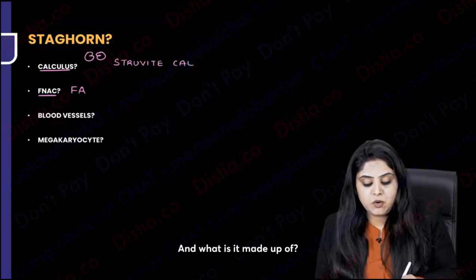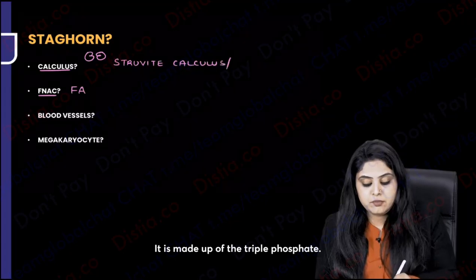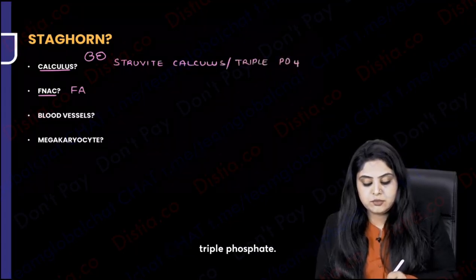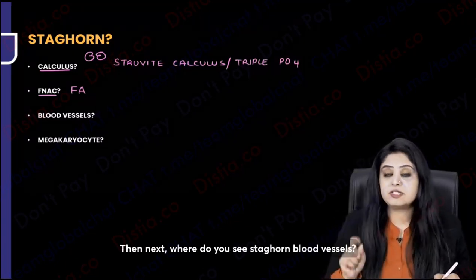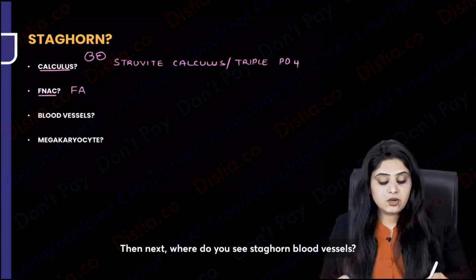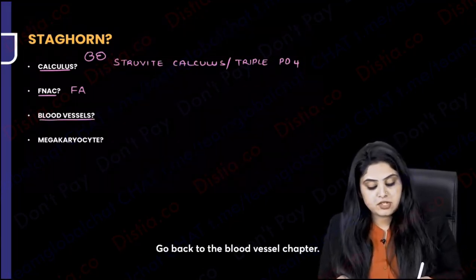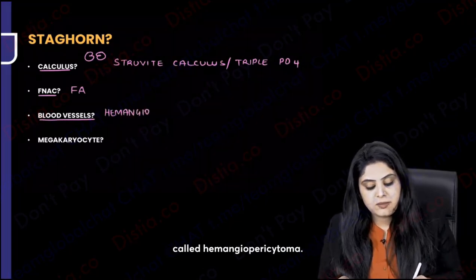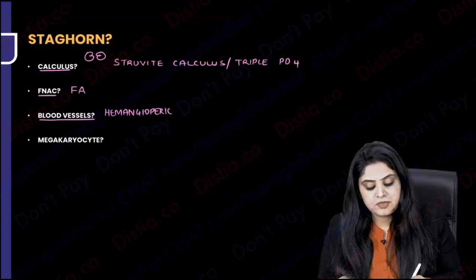And what is it made up of? It is made up of the triple phosphate. That is the composition of the staghorn calculus, triple phosphate. Then next, where do you see staghorn blood vessels? Go back to the blood vessel chapter. You see staghorn blood vessels in a condition called hemangiopericytoma.